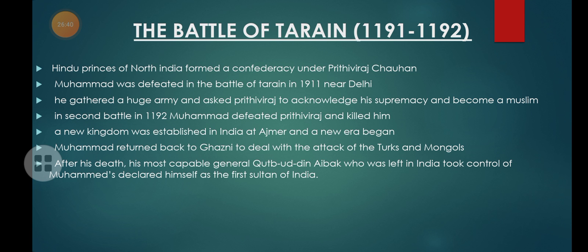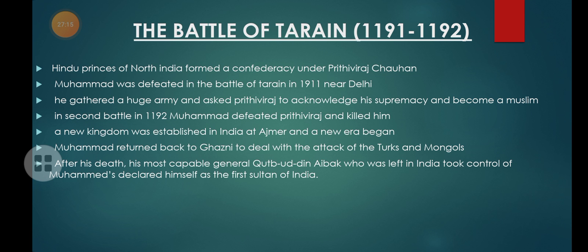So what happened at the second Battle of Tarain, which happened in 1192 in a place called Tarain near New Delhi? Prithviraj Chauhan was defeated and killed by Mahmud. A new kingdom of Muslims was established in India at a place called Ajmer, and a new era, a new age of Muslim rule, started in India.